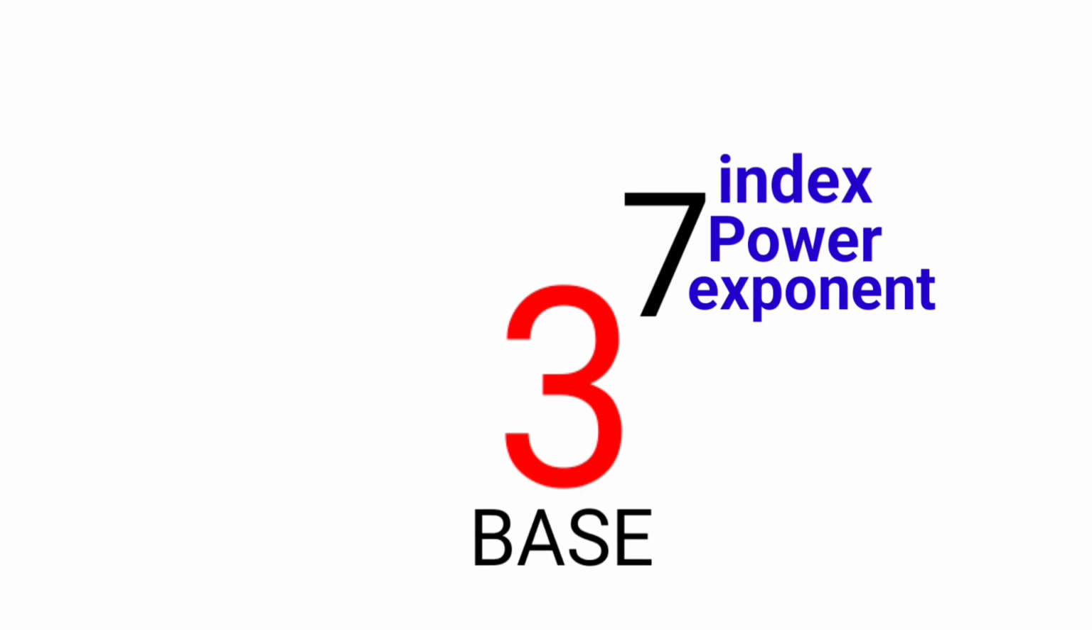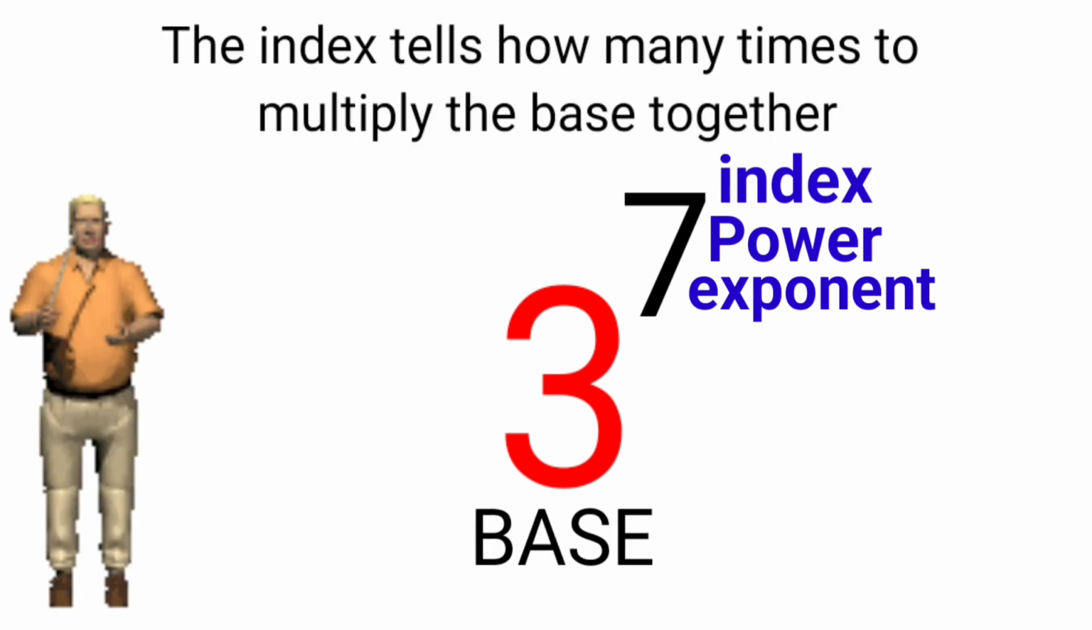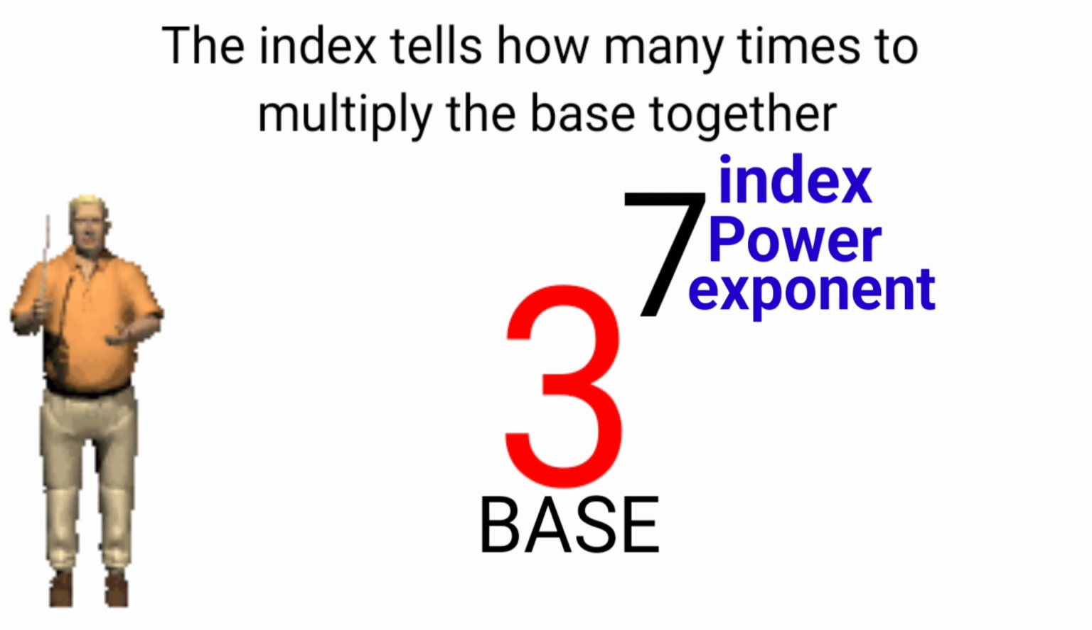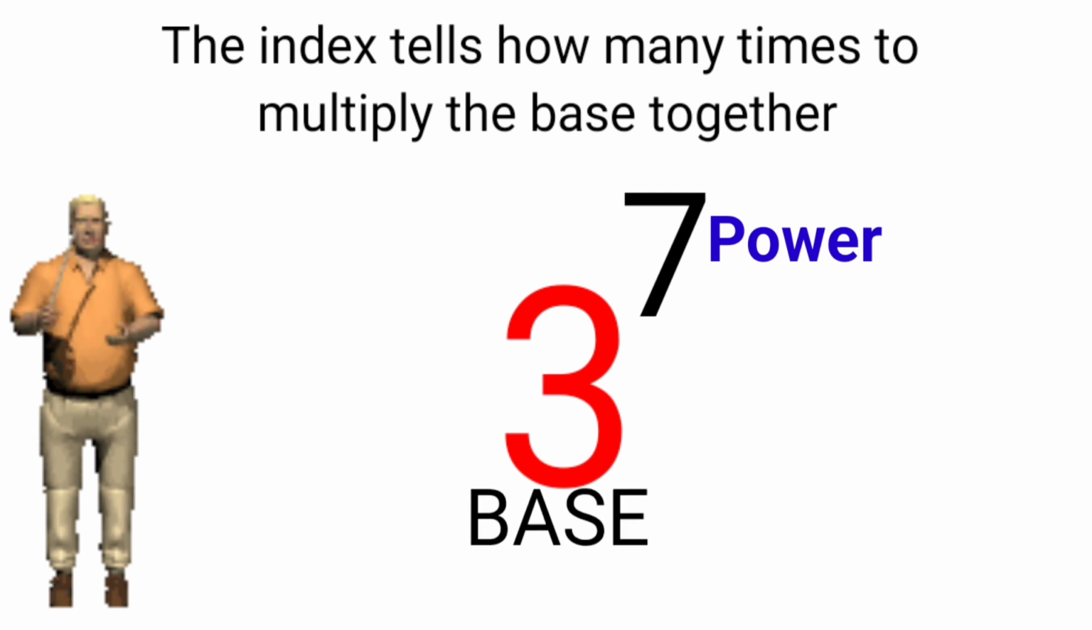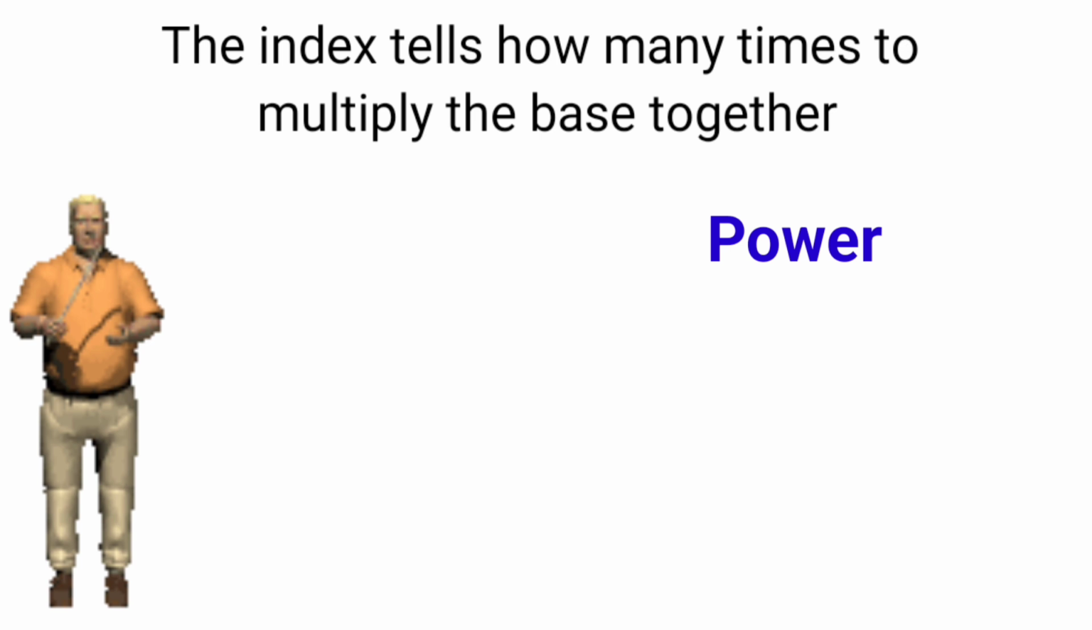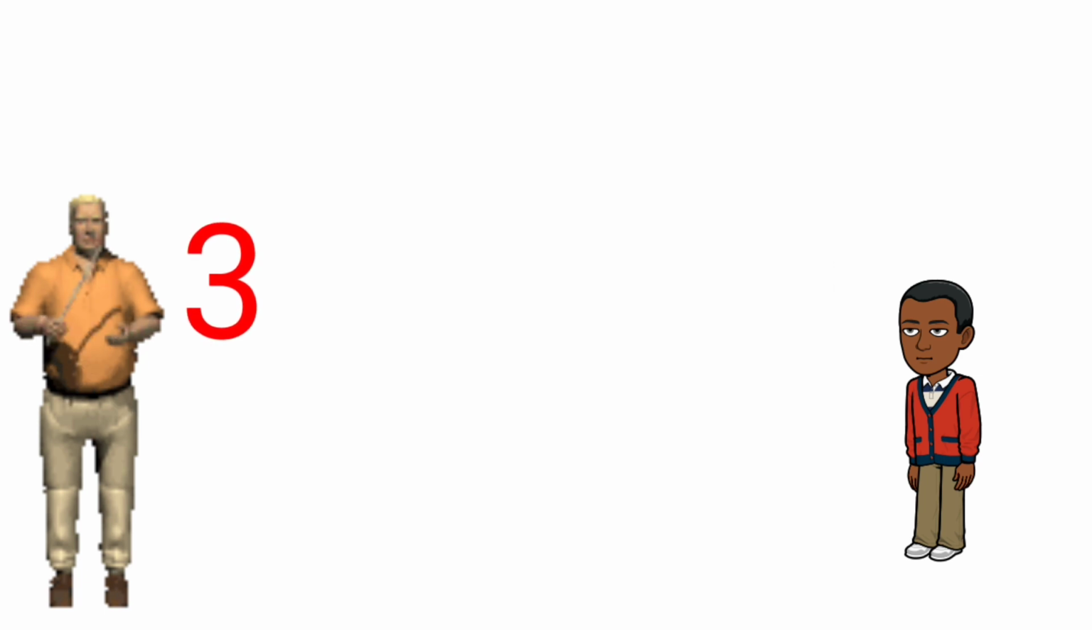And it's very important that you know the parts of the notation, so when we get into the laws you can follow. So the index tells how many times we should multiply the base together. So 3 to the 7th is saying multiply 3 together 7 times, or even more clearly put, multiply 7 threes together. Alright, so let's look at a couple more examples.